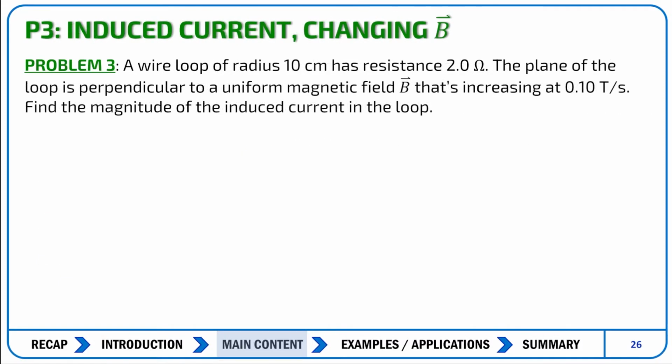In this problem, there's a wire loop of radius 10 centimeters with a resistance of 2 ohms. The plane of the loop is perpendicular to a uniform magnetic field B that's increasing at 0.10 Tesla per second. Find the magnitude of the induced current in the loop. So what are the steps required for this? First, we should probably find an expression for the magnetic flux, and then we should use Faraday's law to figure out the induced current. So let's go for magnetic flux.